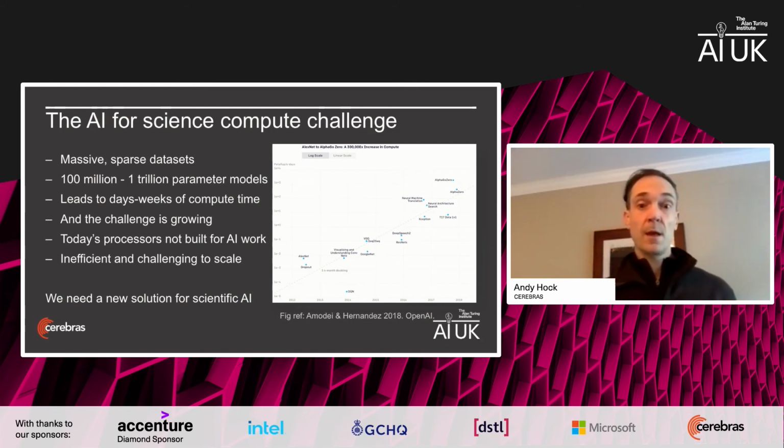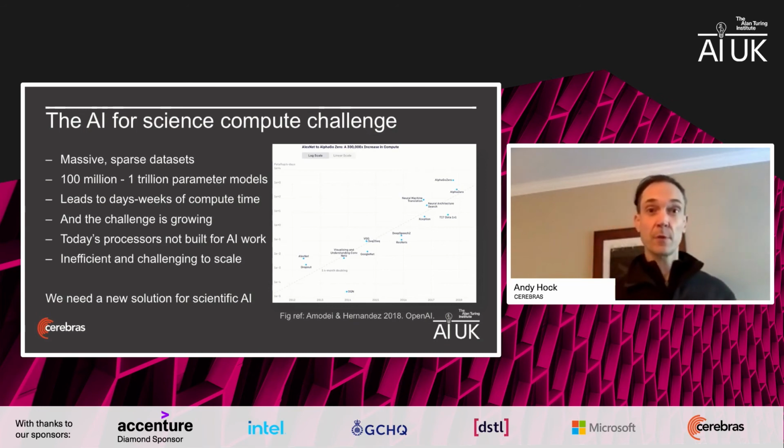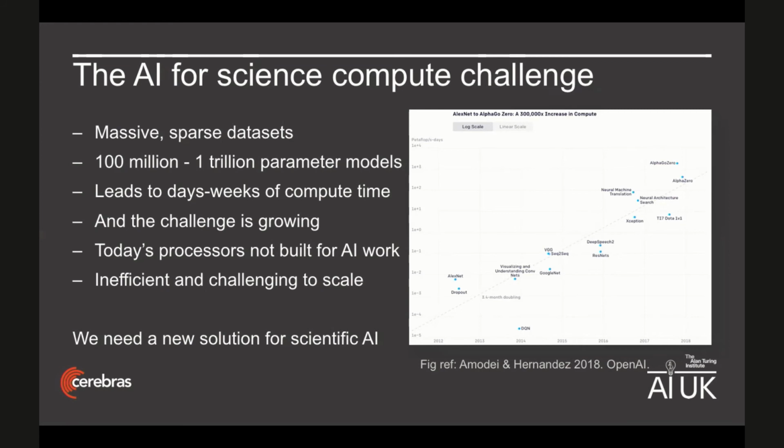GPUs. And as the figure on the right, produced by some research from OpenAI in 2018 shows, the challenge is actually growing. What they showed in this work was between 2012 and 2018, the compute requirements for the largest AI model training runs grew by a factor of 300,000x at an exponential rate faster than Moore's law, which essentially means that the compute requirements for deep learning are growing faster than traditional computing techniques can keep up.